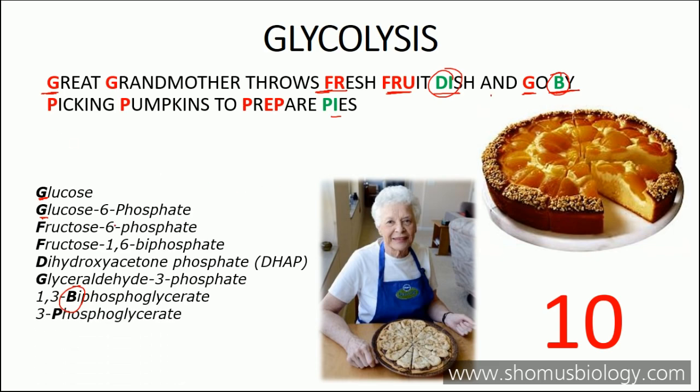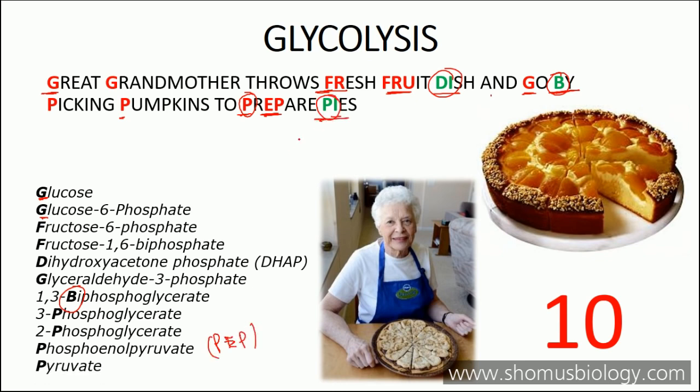Then P, 3-phosphoglycerate. Then another P, 2-phosphoglycerate. Then another P, and actually it's PEP, prepared, so phosphoenolpyruvate, which is also known as PEP. And then ultimately pies, pyruvate. So that was starting from glucose, ending in pyruvate, all the different intermediates of glycolysis. You can see 10 separate intermediates out there.